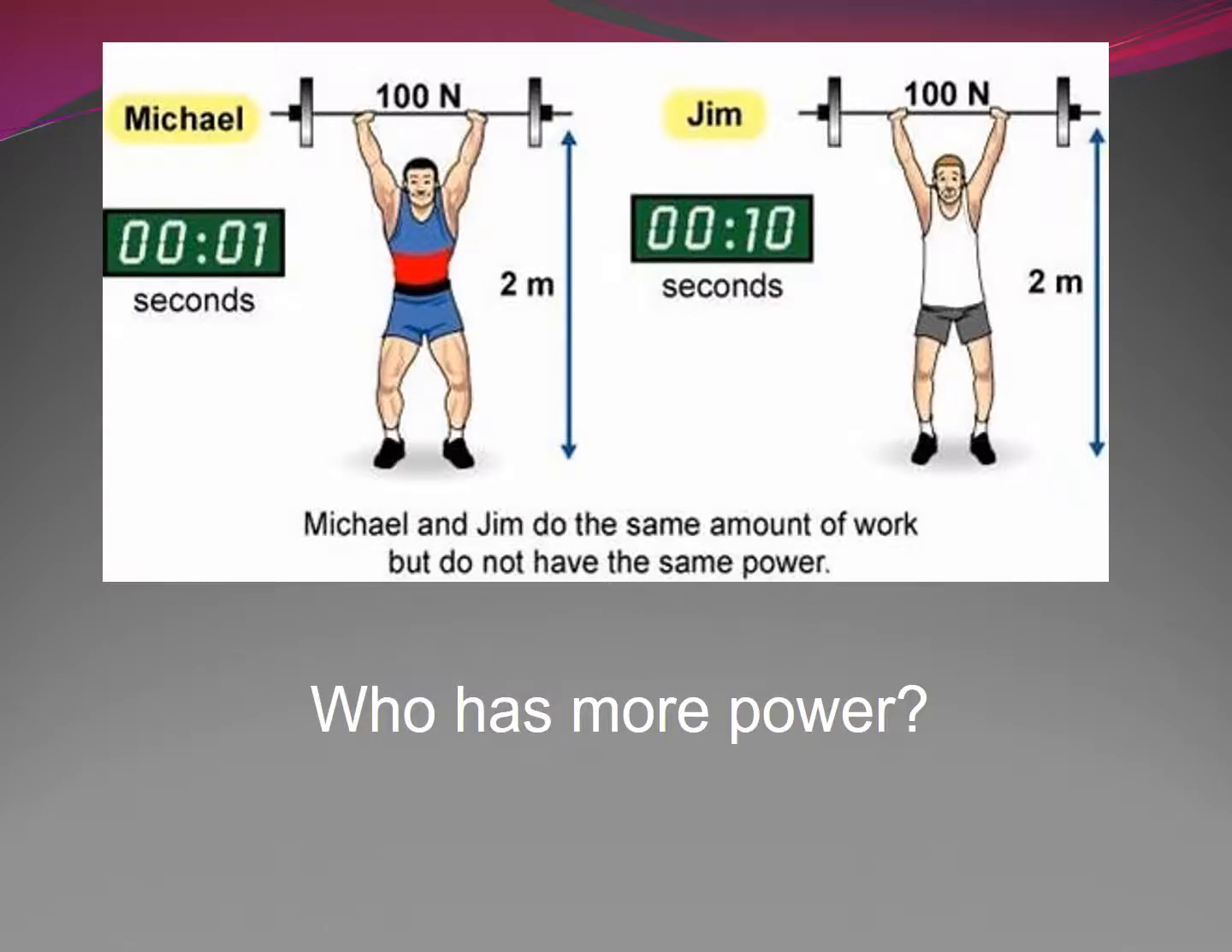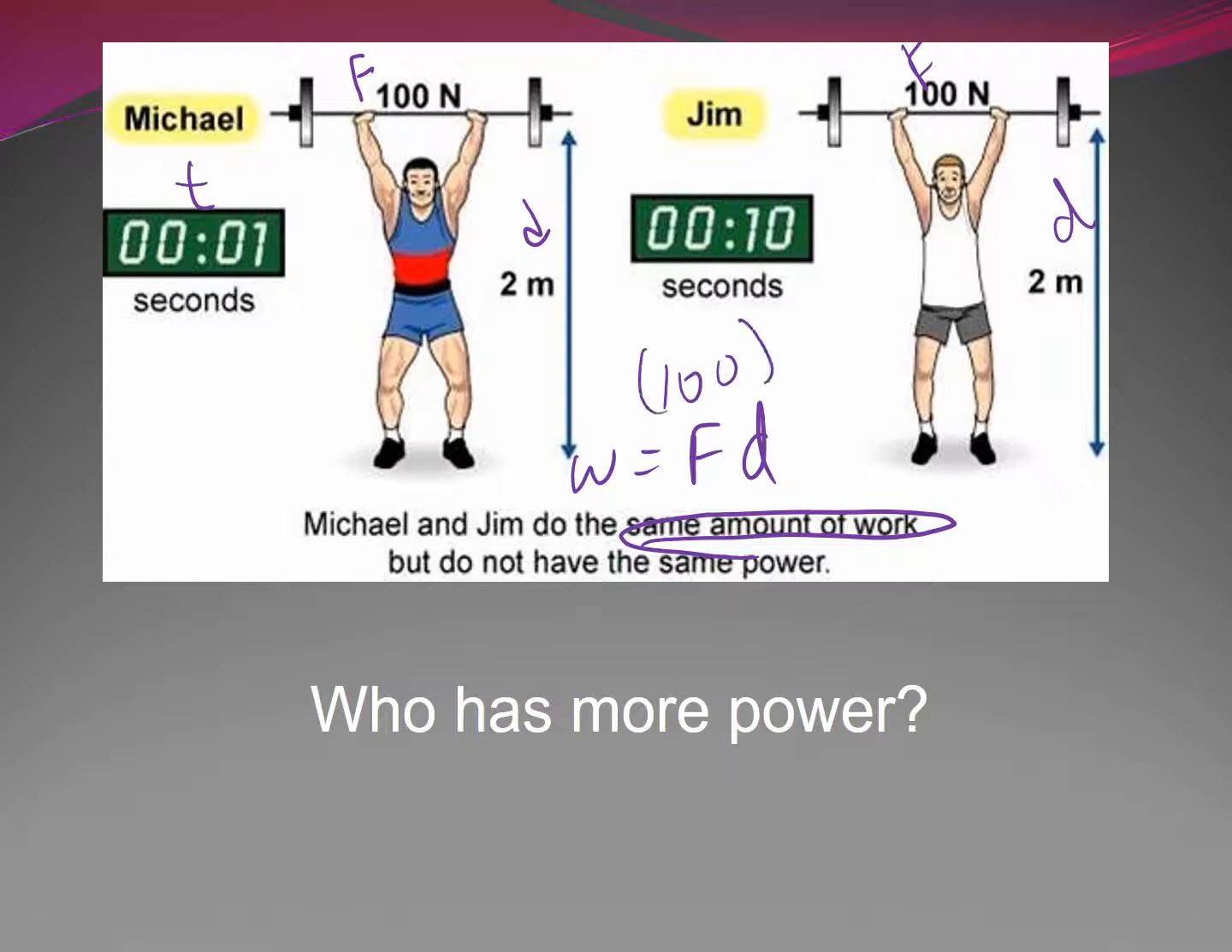So who has more power here? So on the left, we have Michael. He has a force of 100 newtons and a distance of 2 meters and a time of 1 second. As opposed to Jim, Jim also has the same force and the same distance. So remember, work is equal to force times distance. So let's see, we see here that they do the same amount of work. And that makes sense because they both do 100 times 2. Just so you can see why they do the same amount of work.